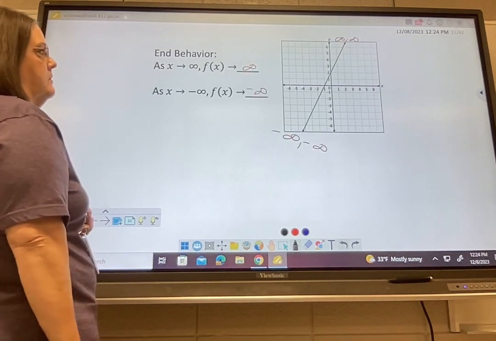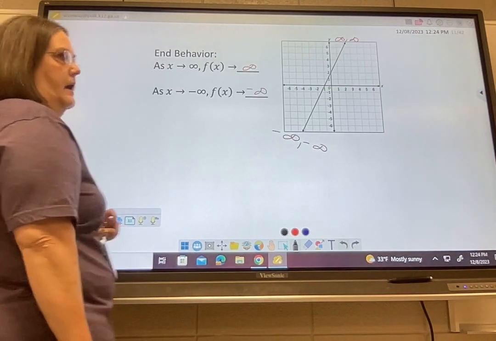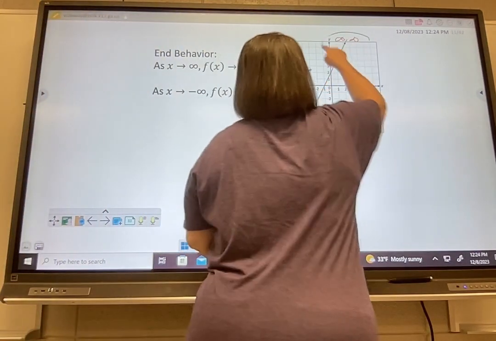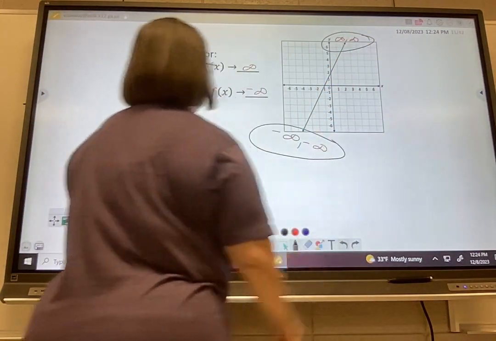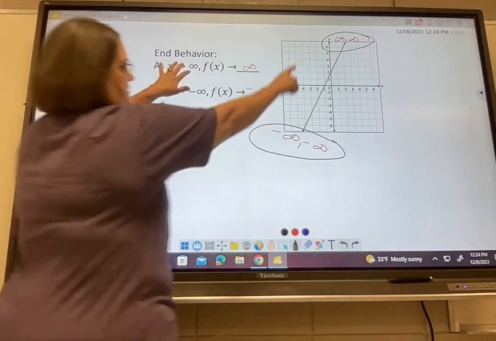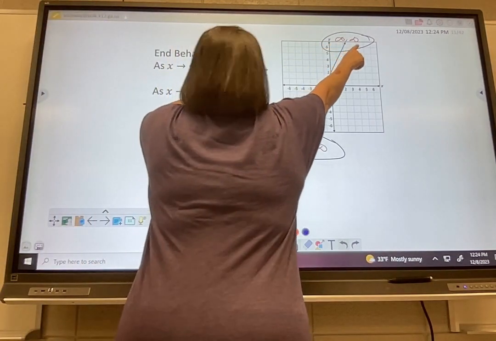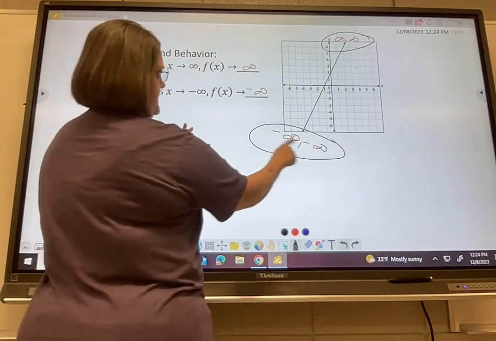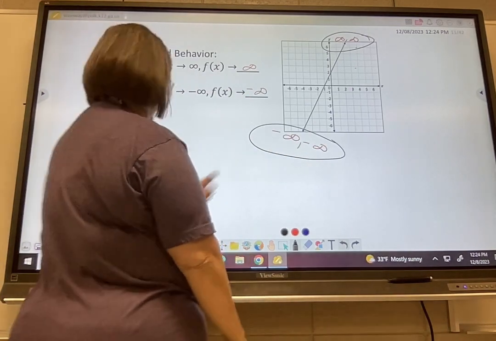End behavior. Literally read your arrows. That's why it's important to be able to label. So as x approaches infinity, f of x or y approaches infinity. As x approaches -infinity, f of x approaches -infinity.